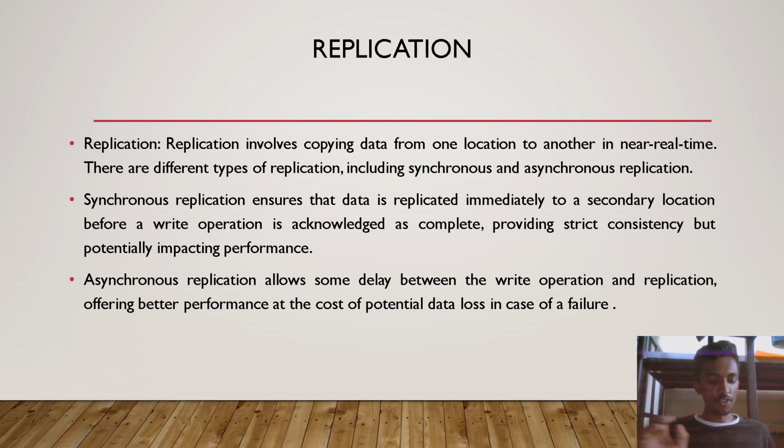It is like making photocopies of that book. We can create identical copies and keep them in different places. Here, as I already told, there are two types: synchronous replication and asynchronous replication. Synchronous is like having a photocopier right next to the book. Whenever you write something in the book, the photocopier instantly makes a copy. It's super accurate but can slow things down.